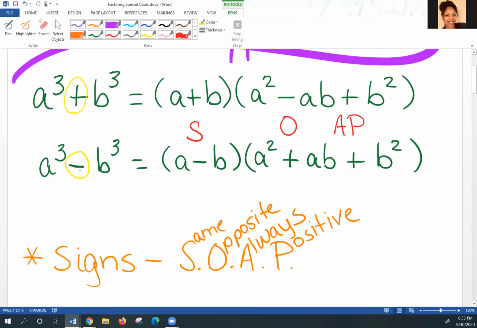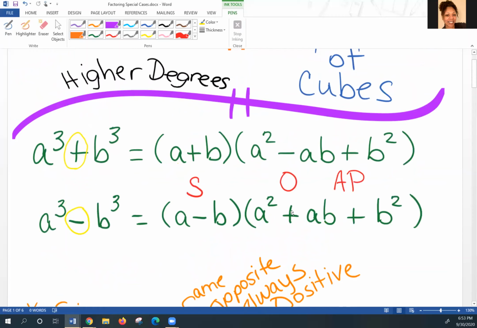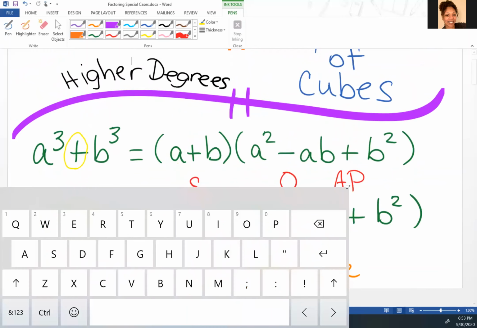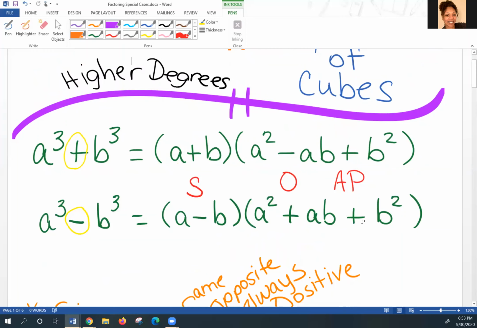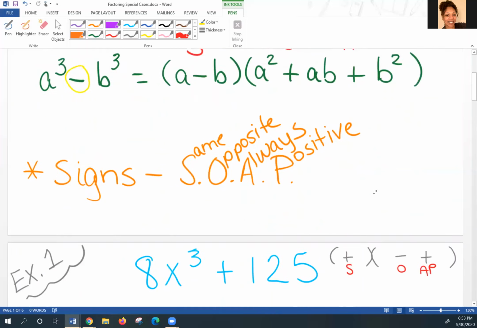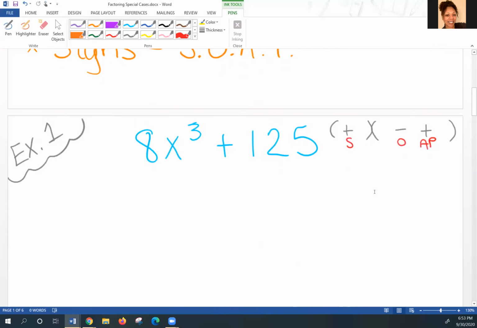So again, if I have a difference of two cubes, difference of cubes, then if I started off with the minus sign, my first binomial sign will be the same. So it's going to be a minus. My second sign in my trinomial will be the opposite, which in this instance is a positive. And then that last sign is always positive. All right, so that's what your answer will look like.